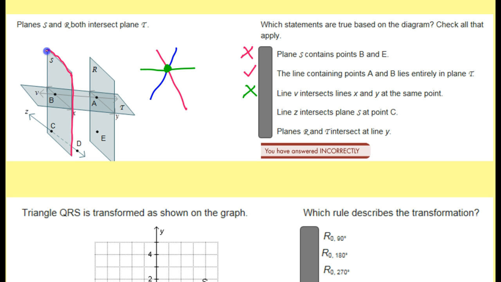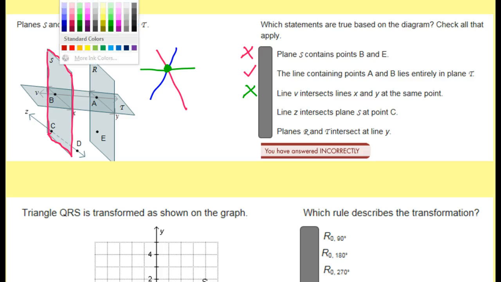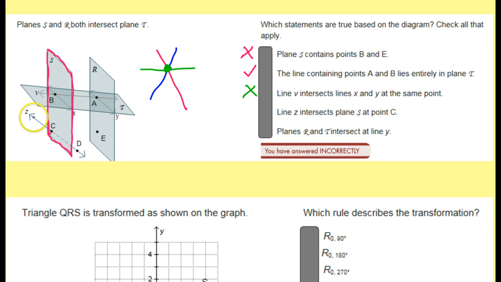Picture this like it's a vertical sheet of glass, like a window. Alright, that's plane S. And then we have line Z crossing or intersecting that plane. So let's see, where is line Z? So here's line Z down here.